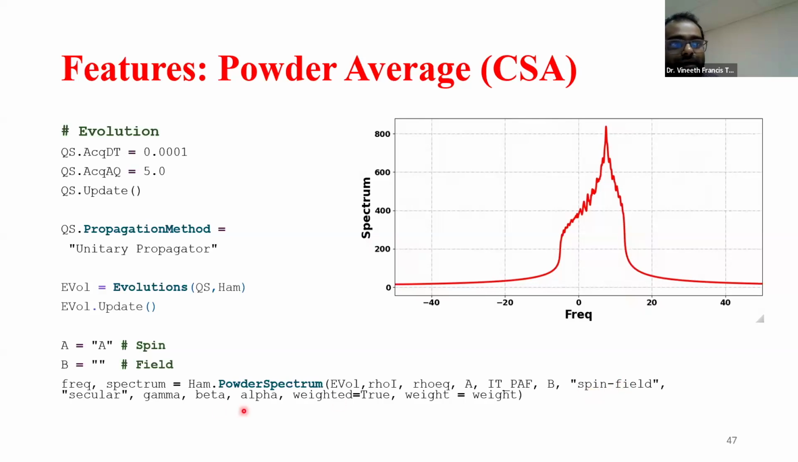spin here. And you can choose the elements of the Hamiltonian by writing all, if you want to consider all the elements, or only the secular, you can write secular. You give gamma, beta, alpha, the angles, and you say, okay, you want to weight it, it's true, and you will give the weight, and you can plot the powder spectra, yes, for CSA.